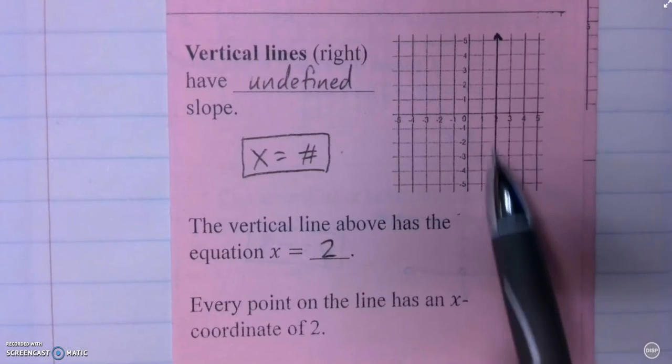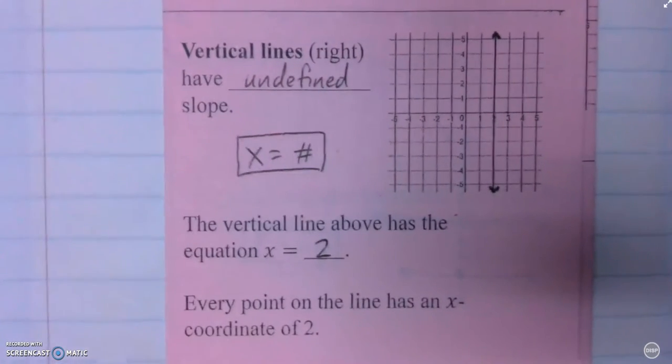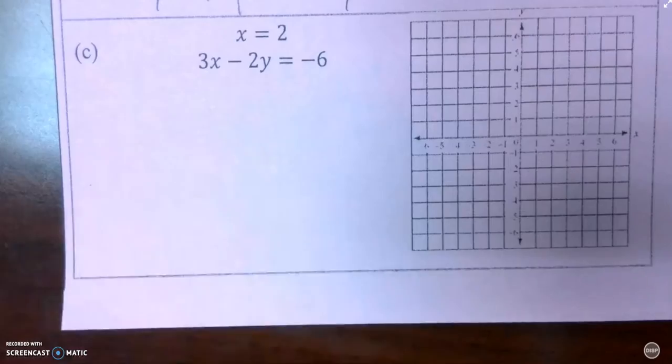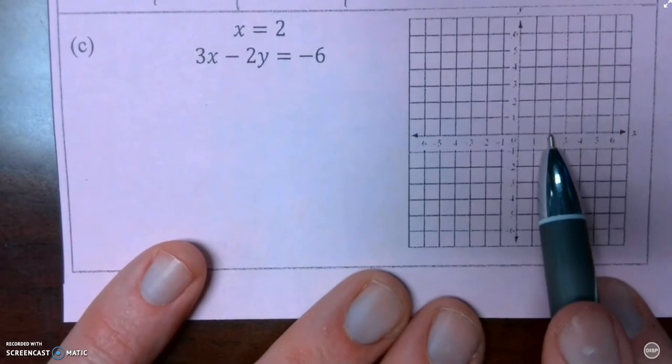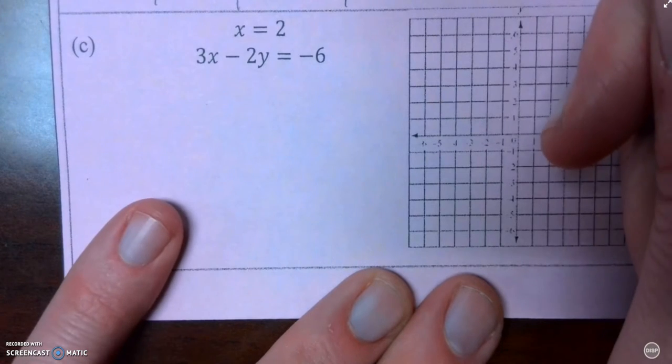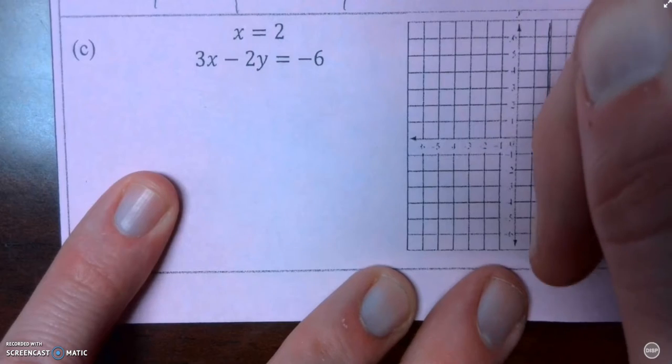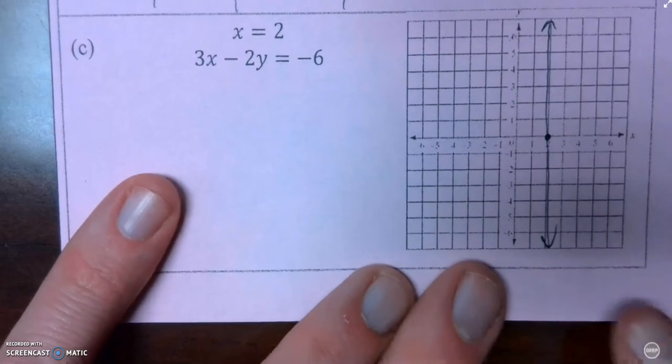x equals 2. I'm glad we had the notebook to look back. So that first line is very simple to graph. To graph x equals 2, I just need to find where x equals 2 on the horizontal axis, on the x-axis, and plot a straight up and down line, like so.